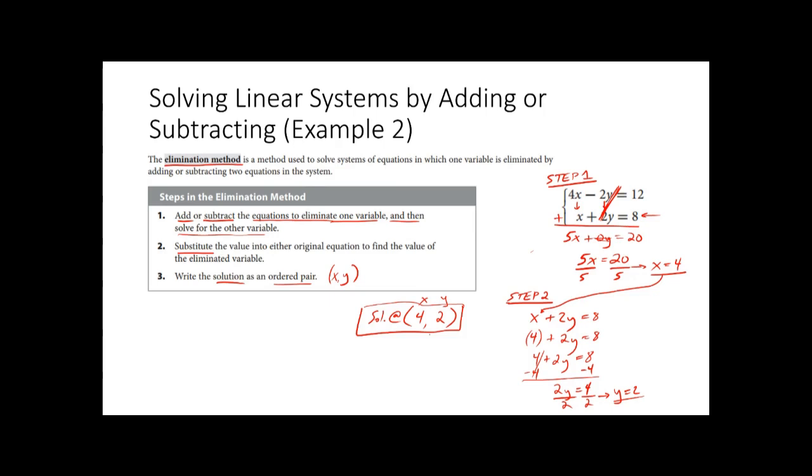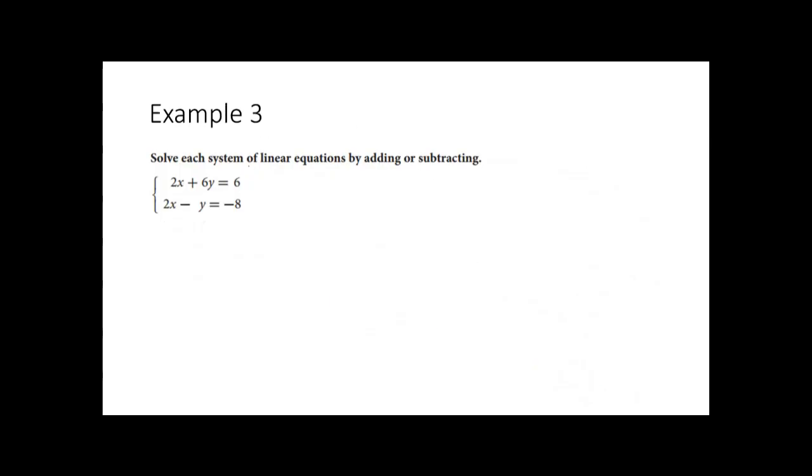All right, so example 3, as you notice, there's no opposites, okay? So if I was thinking to add this, it wouldn't work. It'd be 2x plus 2x, and that wouldn't cancel out the x's, and 6 plus a negative y is going to be a 5y, so you notice how they don't cancel out. So once you realize addition is not going to work, okay? So we're going to solve by subtraction.